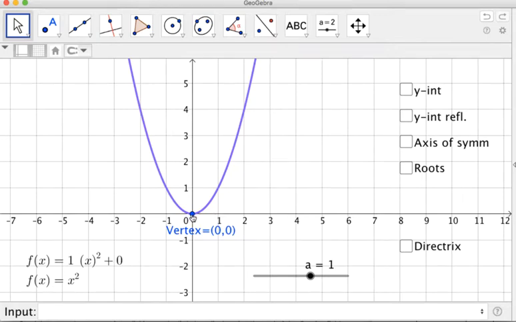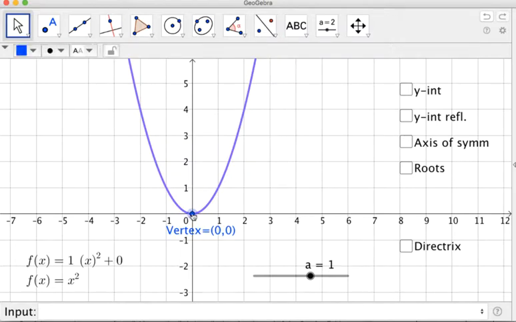Okay, so here we have your very basic parabola that has the equation f of x is equal to x squared. In the vertex form, and we'll look at why this is like this later, we have 1 times x squared plus 0. And right now our a value, which is the coefficient of the x squared term, is set to 1. And so this is what our parabola looks like.